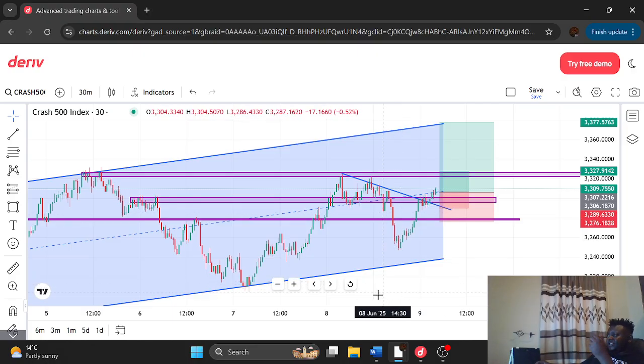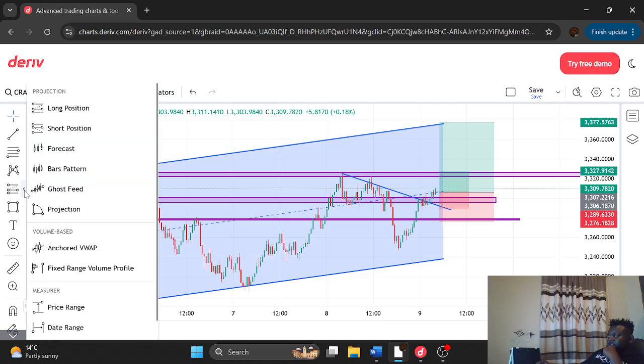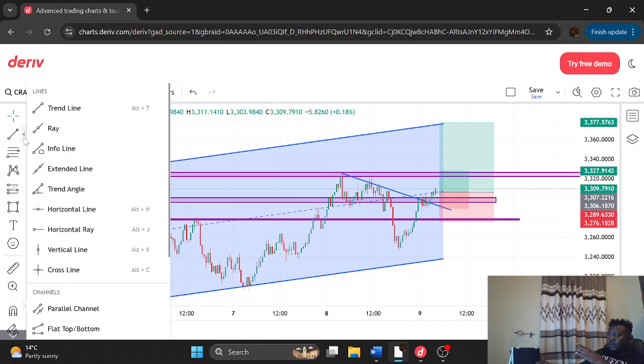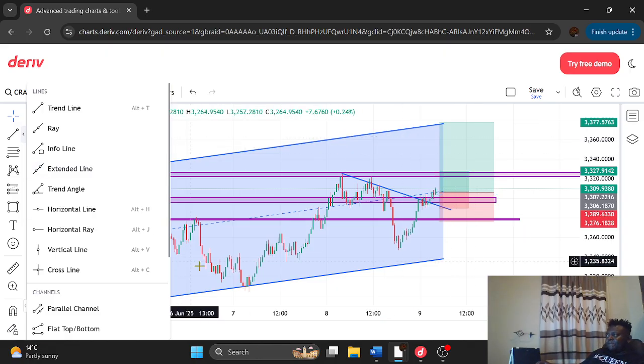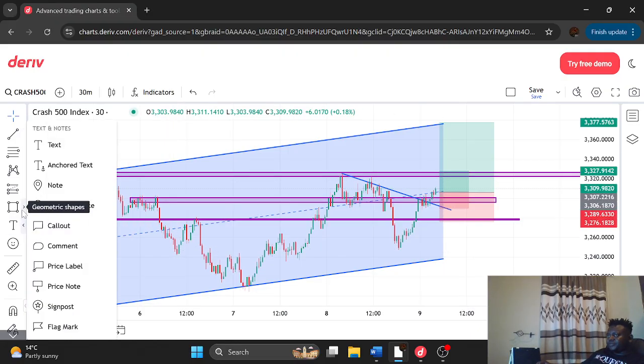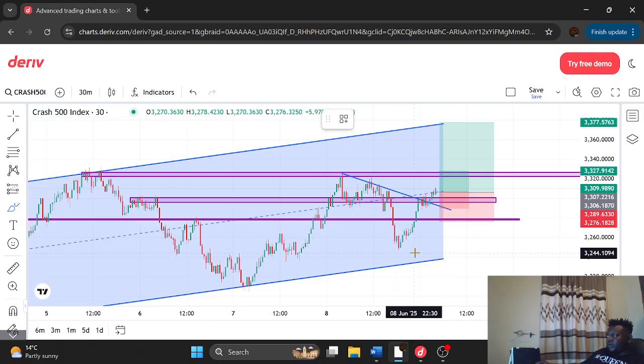So based on this, you know how the market moves and you know how to risk. Make sure you don't risk all your money on this trade. Make sure that you put your stop loss. If you're going to risk $100, you're going to make around $238, which is a 1:2.3, 1:2.4 ratio, which is very, very good. And if you take this trade, I promise you will make good money. You know how the market moves, guys.